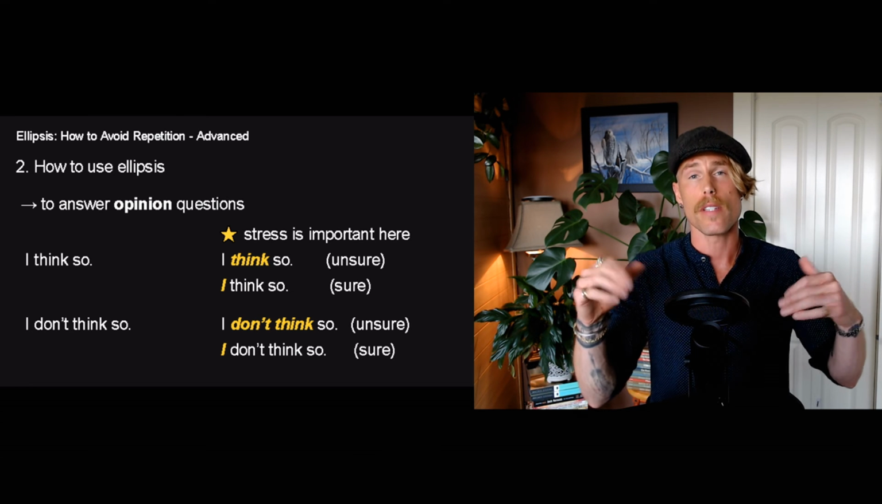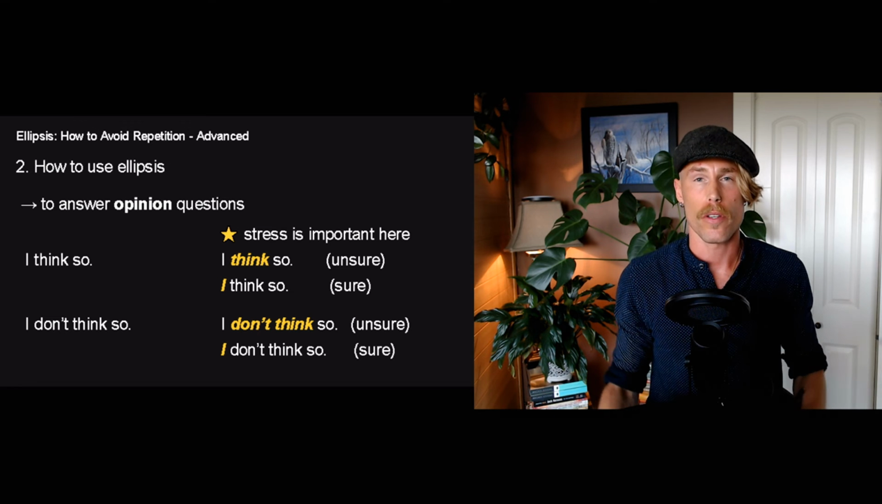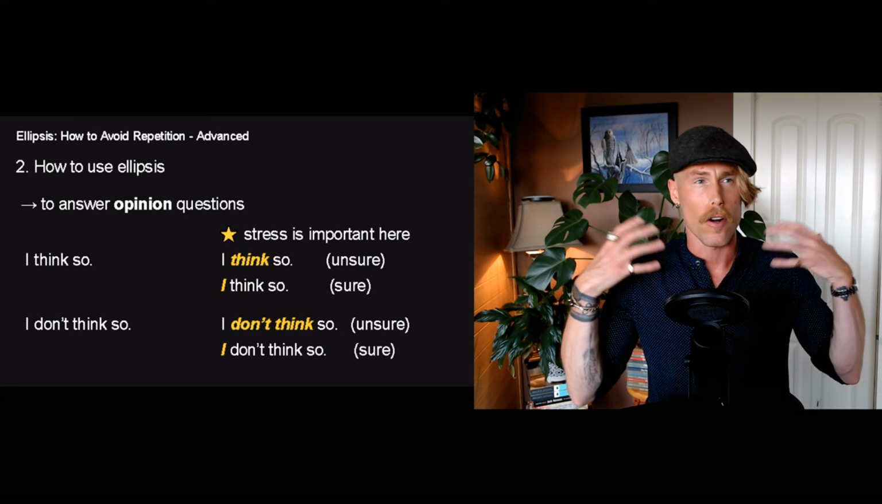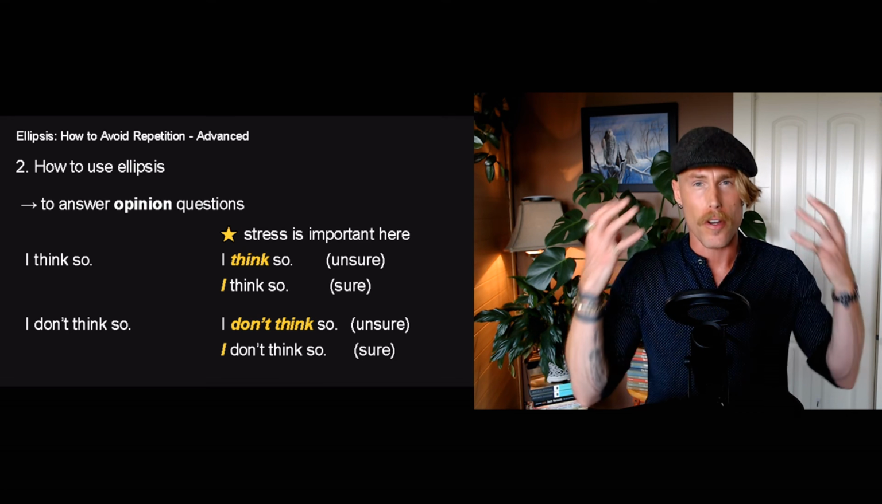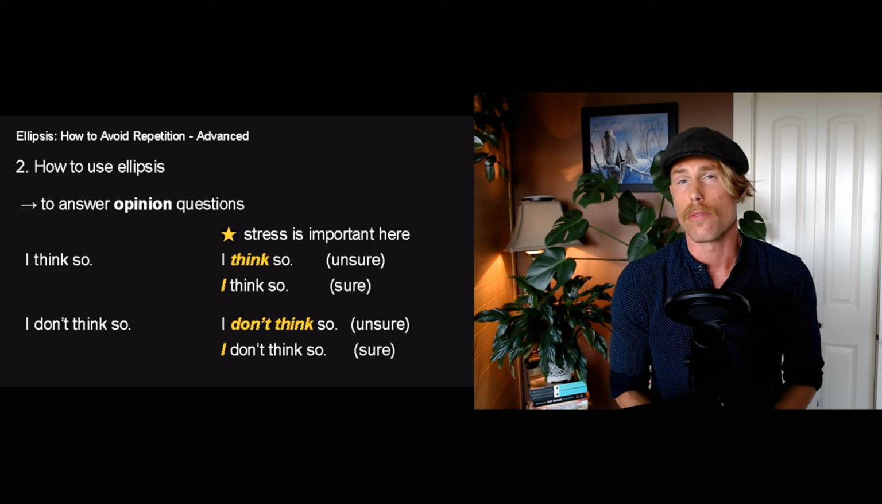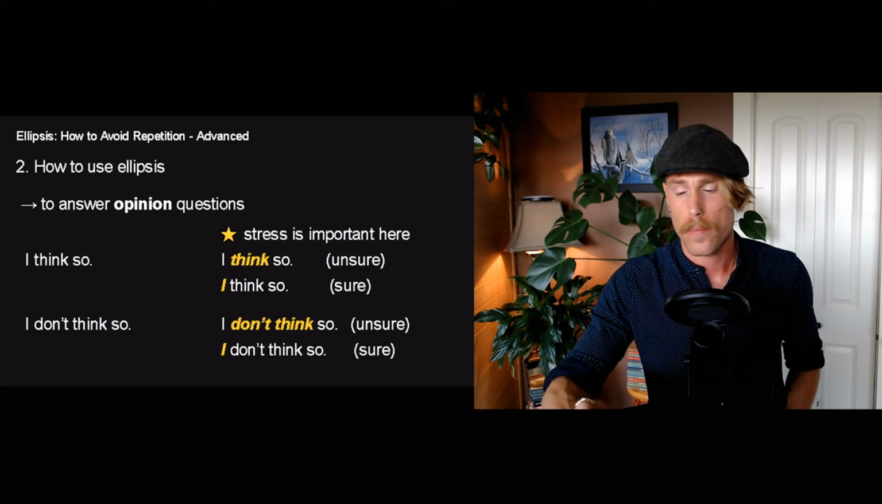So you can use these if you're uncertain. You can say, "I don't think so." Or you can say, "I don't think so." It's about your demeanor, your mood, your tone of voice, the stress you use on the verb. These things can convey two totally different things. So just be aware of that when you're using them.